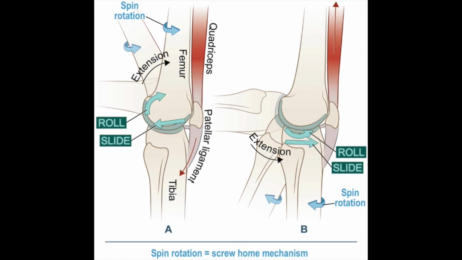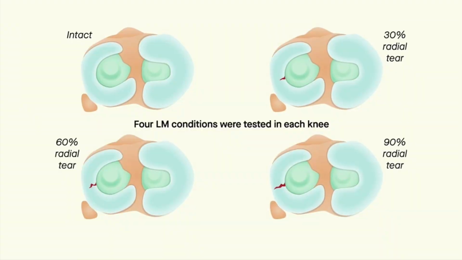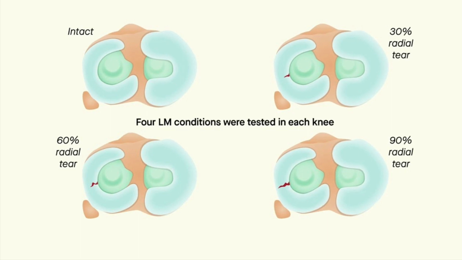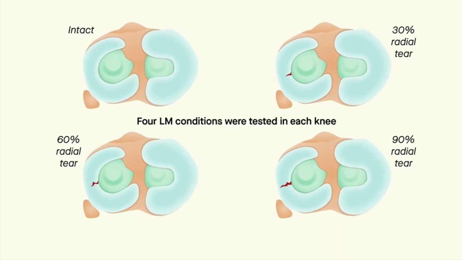In the complex and radial tear cases, wearing a brace with weight bearing as tolerated with range of motion limited to 90 degrees for 6 to 8 weeks was recommended.